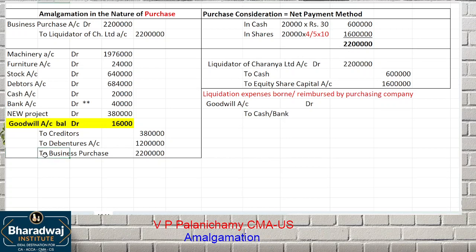Sir, already we paid more. That's why the goodwill appears. Apart from that, we are paying this extra. So that will be adjusted with goodwill value. How much is paid? 24,000.